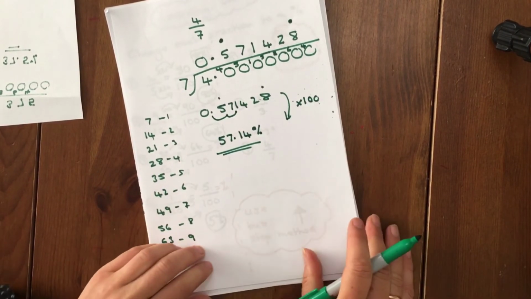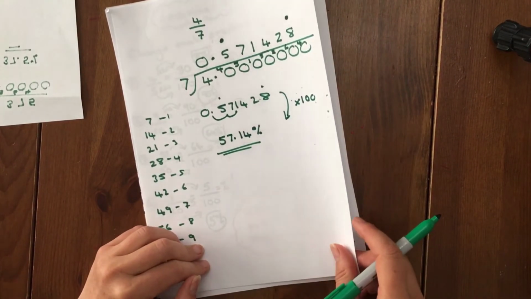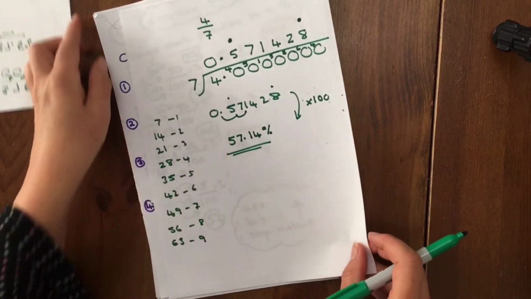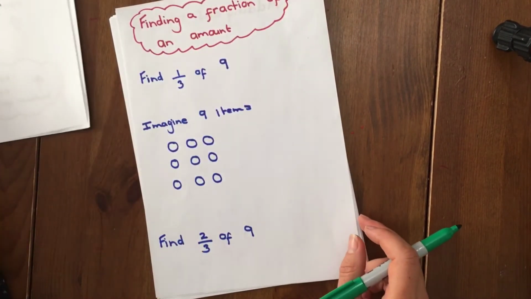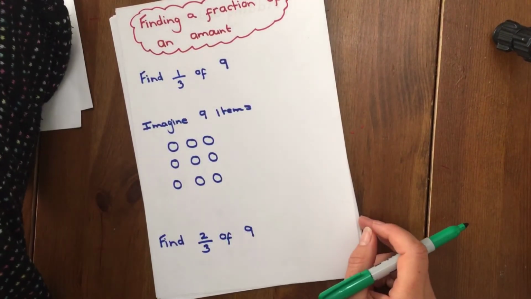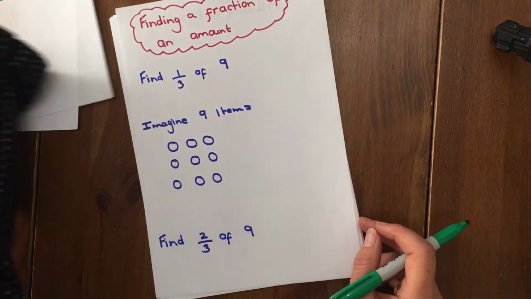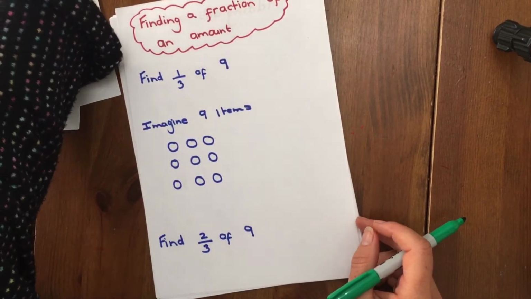So that was the learning check from last lesson, which a lot of you said you struggled with. Okay, well done to the people who got it right. Well done. Okay, so we're going to look at today finding a fraction of an amount. I think you'll all be okay with this.